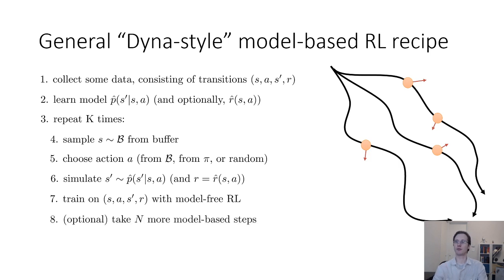And optionally, you can take multiple model-based steps. So here I'm visualizing the case where you just take one step from each sampled state, but you could also take multiple steps. You can take little short rollouts from each of your states in the buffer.